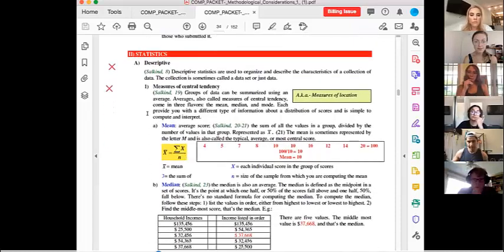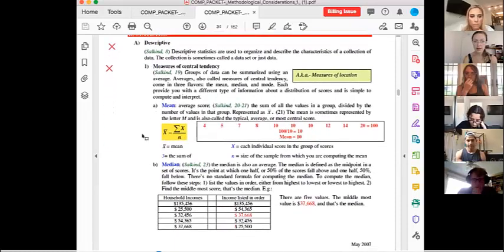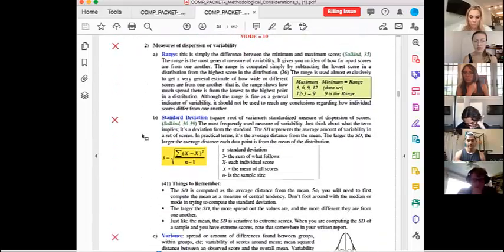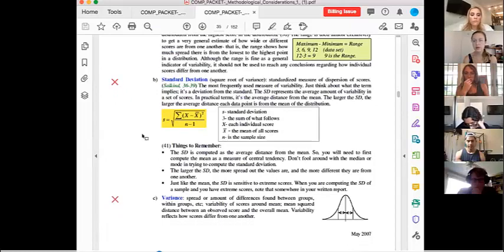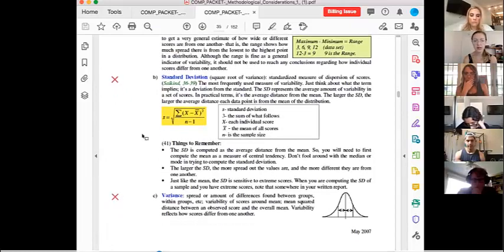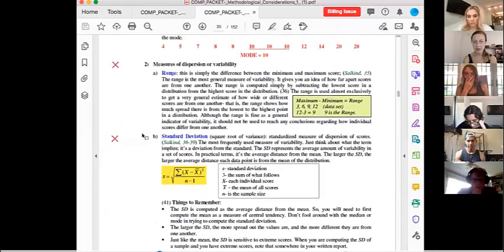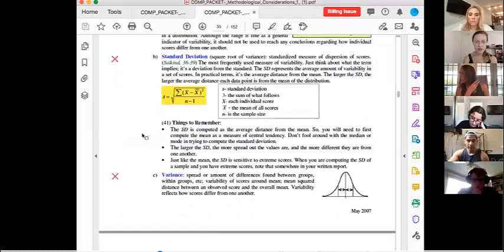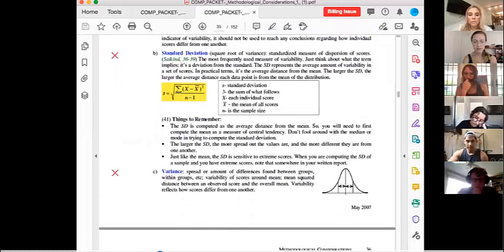Know this. So mean, median, mode, what those are. Range, standard deviation, variance, know what they are conceptually. Maybe how they're related to each other, right? What's the difference between variance and standard deviation? Standard deviation is the square root of the variance. Yep.